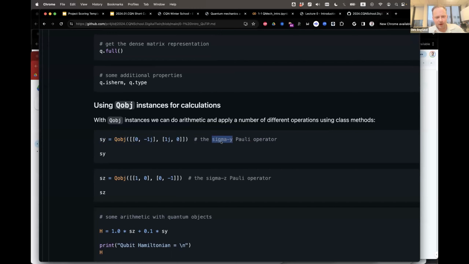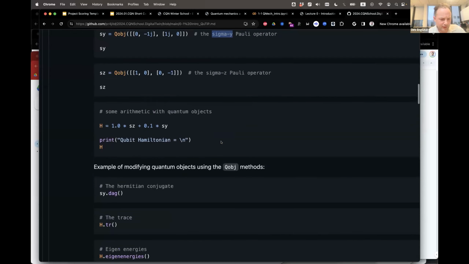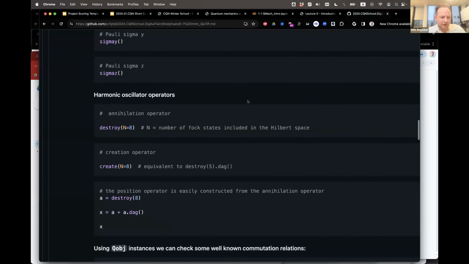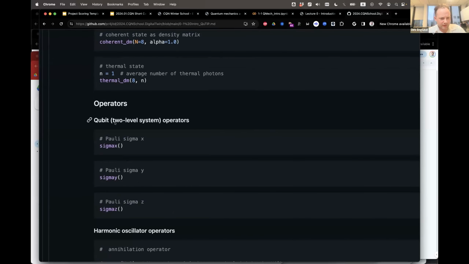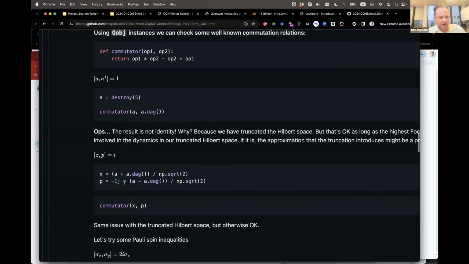all rotations there can be described by 3 operators. These are known as the Pauli operators that rotate about the y, the z, and the x axes. So these are the sigma y, sigma x, and sigma z operators. I'll just leave this for you. This here has examples of how to go through operators. Here's the harmonic oscillator, setting that up, and so on.